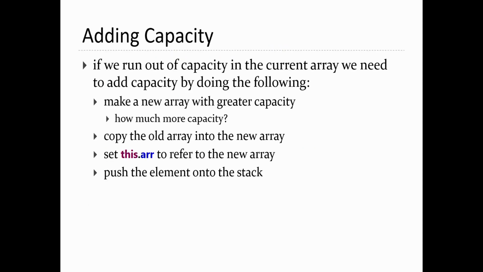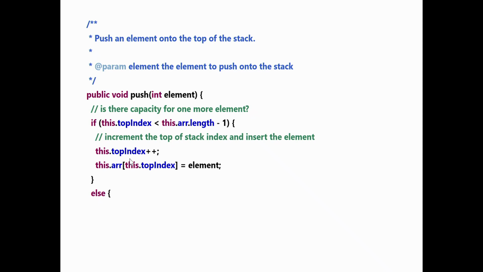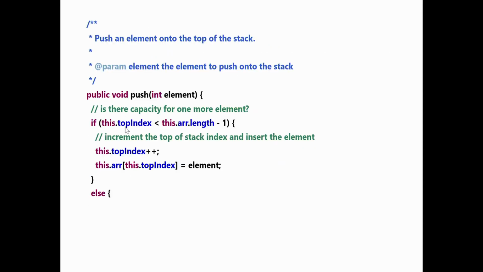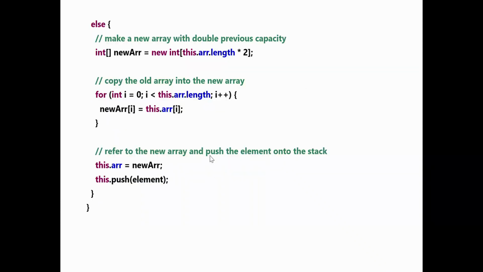So you could repeat this code up here, but I'm going to do something silly and just recursively call the method. So I'm just going to recursively push the element onto the top of the stack. When the method calls itself, the first thing it's going to do is end up in this part of the if statement here, and it'll add the element to the top of the stack that way. All right. So the only tricky part in this class is this adding capacity to the array. That's the only thing that's really hard here. Everything else is just some simple bookkeeping.